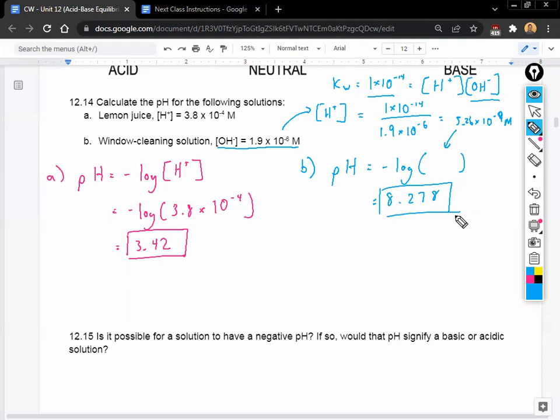All righty. So we're gonna move on to another question. Now this one is gonna require you to think a little outside the box. Some of you guys might know the answer already, but the important thing is the explanation. Okay. So I want you guys to look at 12.15. Is it possible for a solution to have a negative pH? And if so, would that signify an acidic or basic solution? But I want you guys, more importantly, to explain why. Why can we have or cannot have a negative pH?